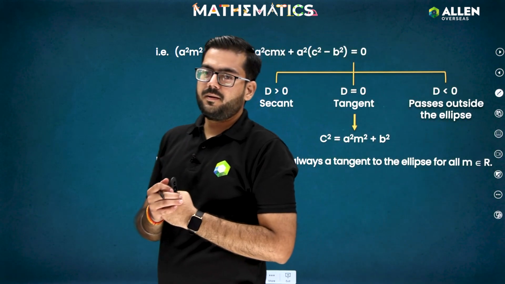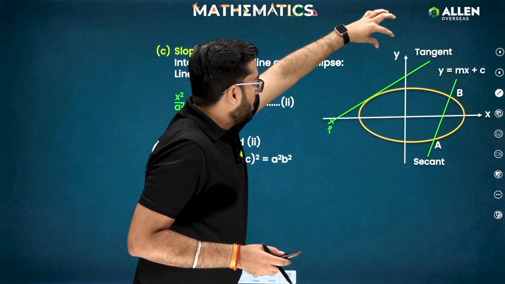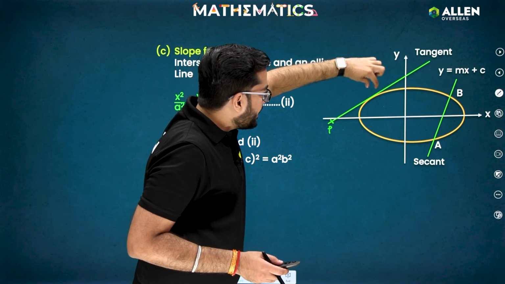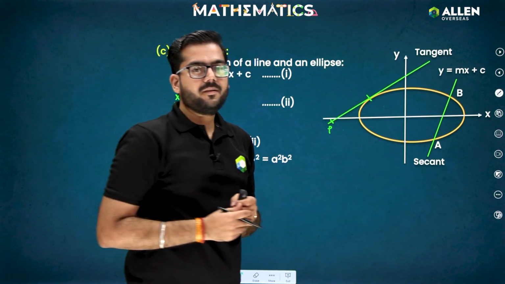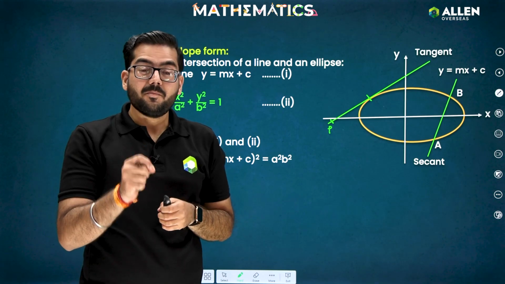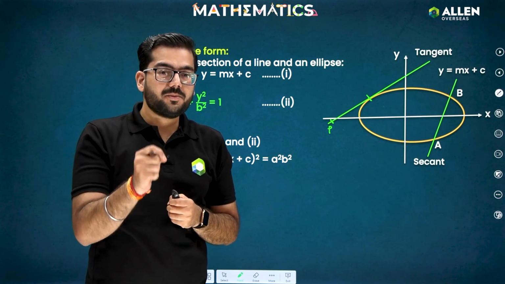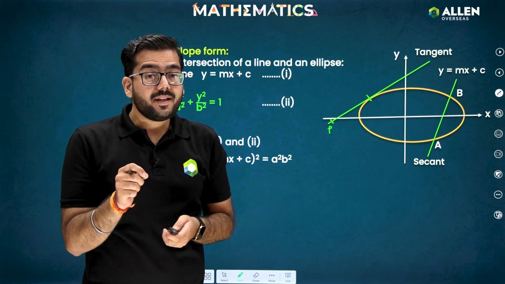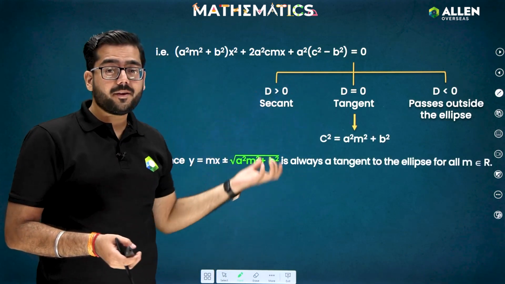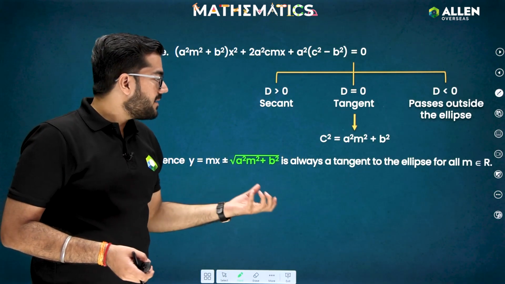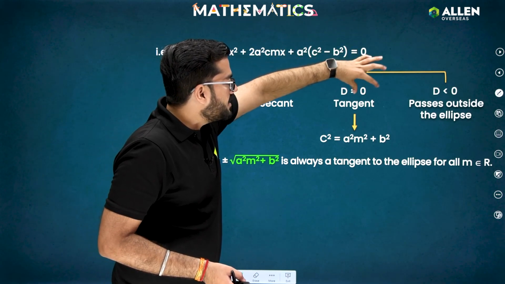Listen to me well. Here, if a line is only touching this ellipse, at this point the roots must be equal. Then in that case your discriminant must be equal to 0 on behalf of your quadratic equation. And yes, I am going to follow this thing. If it is tangent, the discriminant must be equal to 0.